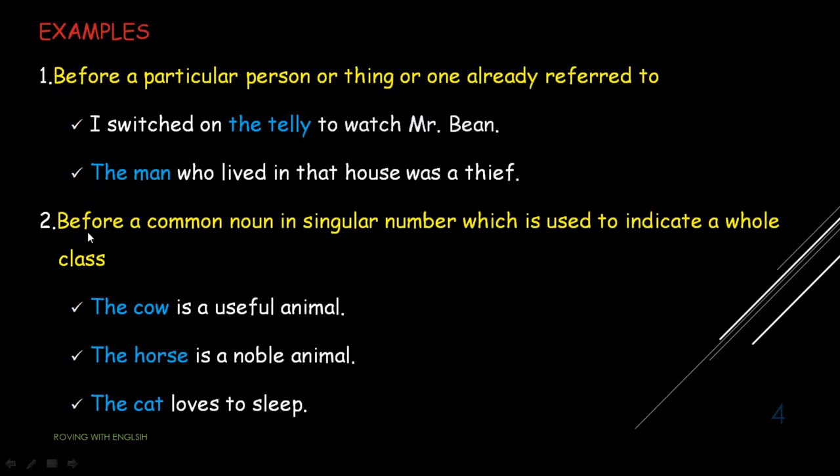Second one, it is used before a common noun in its singular form, which is used to indicate a whole group or a class. Like, the cow is a useful animal. We don't say a cow, it's the cow. Or we may say cows are useful animals. But here we say the cow is a useful animal. The horse is a noble animal. The horse as a class is a noble animal.